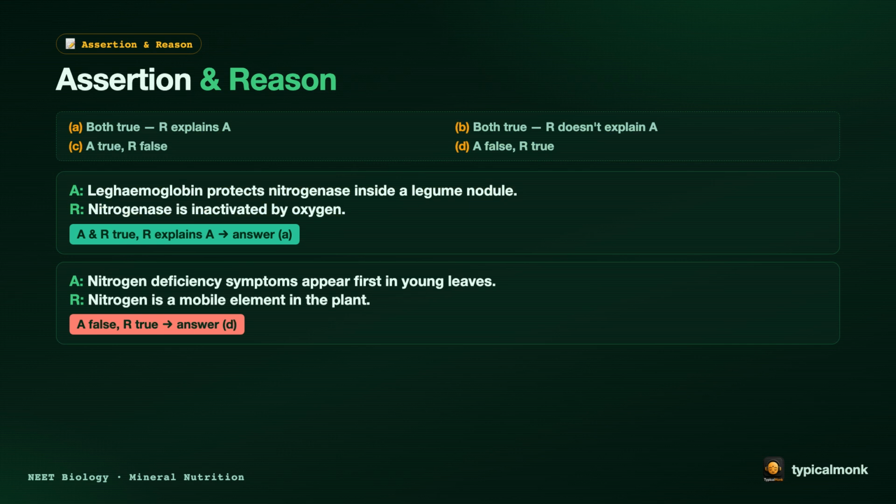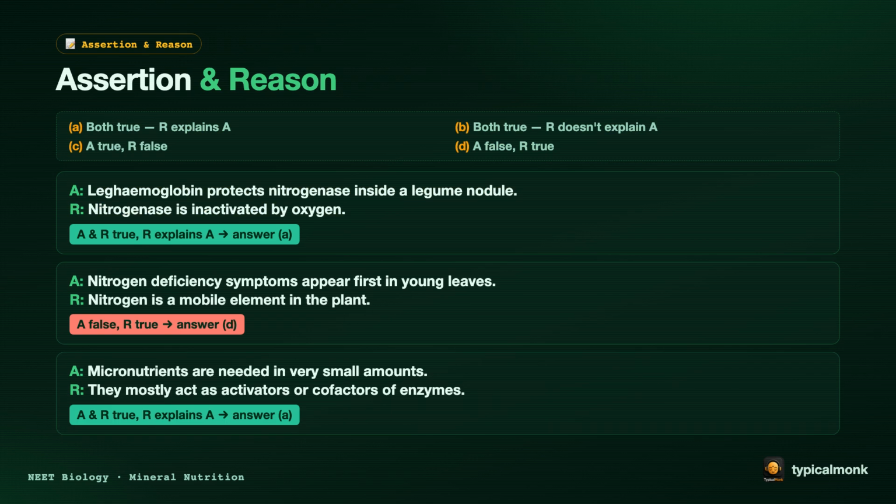Second, A: nitrogen deficiency symptoms appear first in young leaves. R: nitrogen is a mobile element in the plant. Here, A is false, but R is true, so the answer is D. Third, A: micronutrients are needed in very small amounts. R: they mostly act as activators or cofactors of enzymes. Both true, and R explains A, so the answer is A.